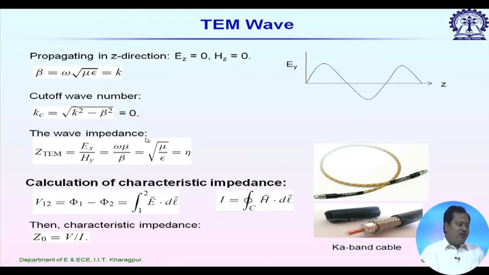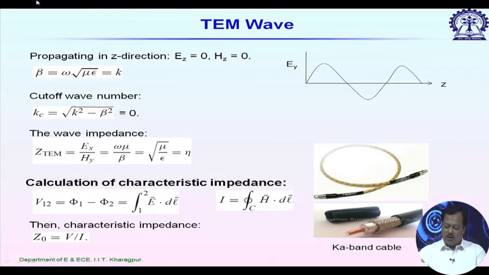The wave impedance Z for a TEM line, how we define it, is Ex by Hy, which is equal to square root of mu by epsilon, sometimes we call it eta. For a TEM line we can calculate the characteristic impedance, since we can calculate the voltage and current for this. So, how do we calculate current and voltage? Let us say we have a two-wire transmission line system. Let me draw one diagram.